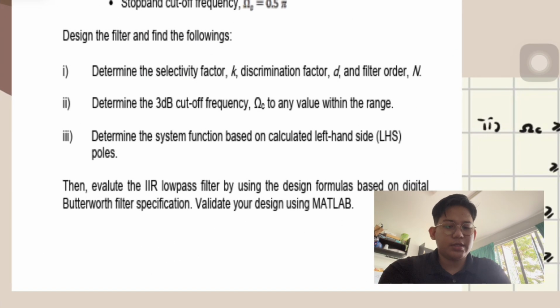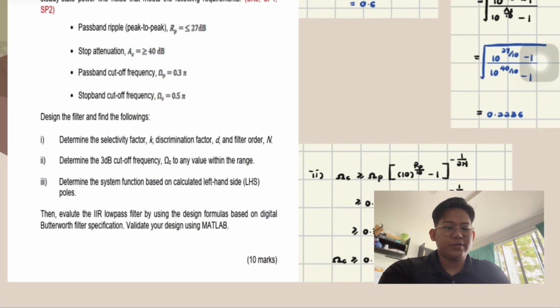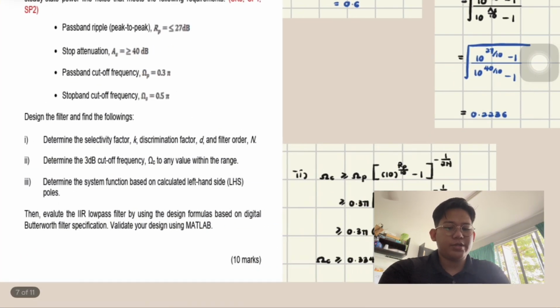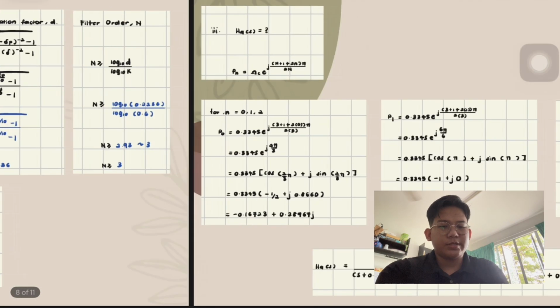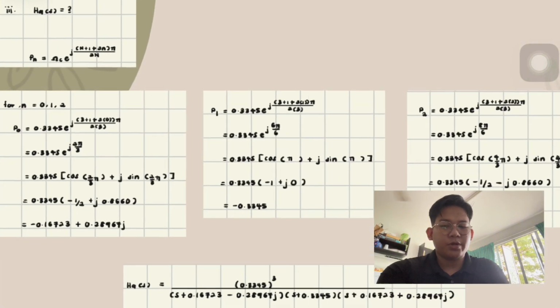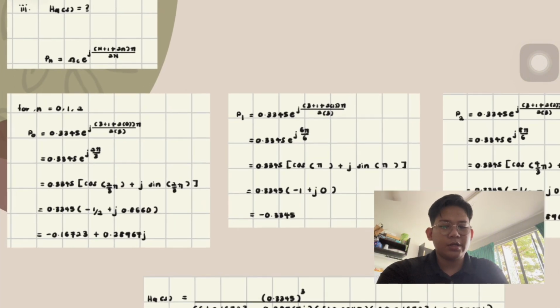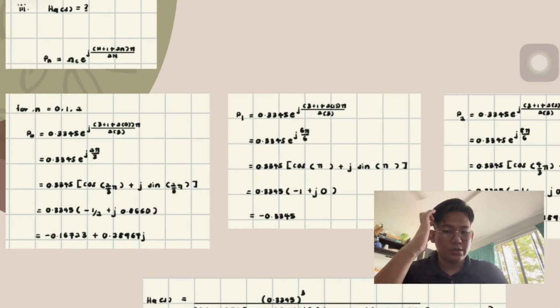And the last question is to determine the system function based on the calculated left-hand side LHS poles, then evaluate the IIR low-pass filter by using the design formulas based on the digital Butterworth filter specification. Validate your design using MATLAB. So we're going to design the system first. Firstly, we're going to determine the left-hand side poles.